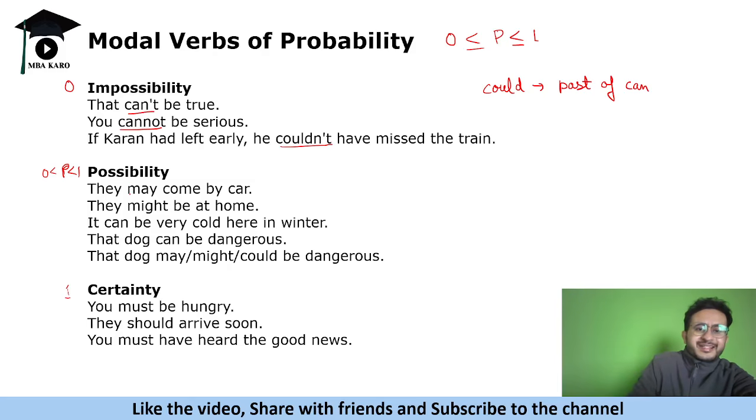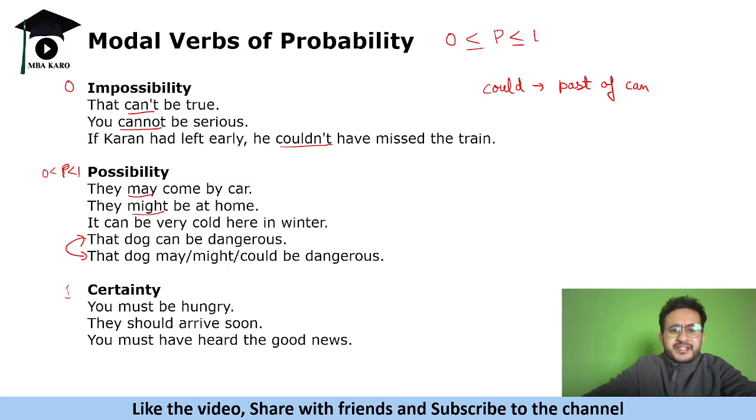Then possibility, something is possible. So we use words like may. May come by car, might be at home. It can be good, it can be cold here in winter. That dog can be dangerous. That dog may, might, could be dangerous. Now, one thing to understand here is what is the difference between these two? When do we use that dog can be dangerous, and that dog may, might, or could be dangerous? So what is the difference in those two cases?